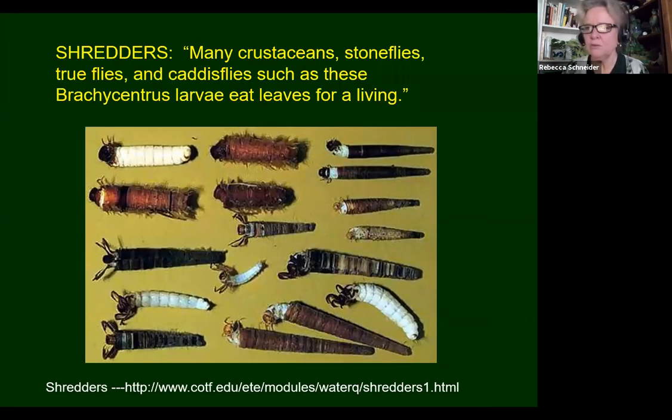These are the shredders, and so many crustaceans, stoneflies, and these are caddisflies. They form little cases of stones around the larva of the insects. So these are the immature form of the insects. And the shredders are the ones that chew up the leaves.